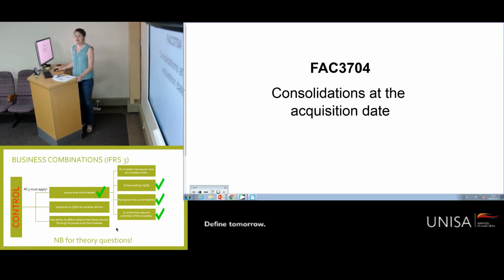So if we go back to my original slide where I had the definition of control, I've said, okay, does Big have power? Yes, he has existing rights. Yes, he has the current ability. Yes, to direct the relevant activities. So, yes, he has power. However, I can't stop there because all 3 must apply, not only power. So let's have a look at the other 2.